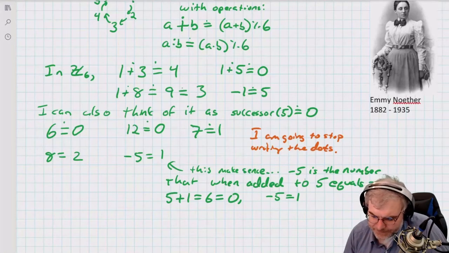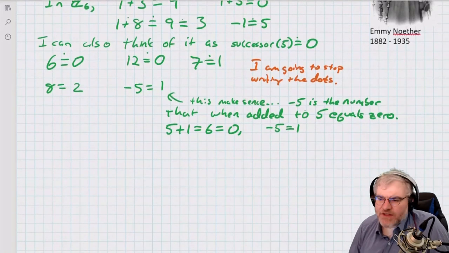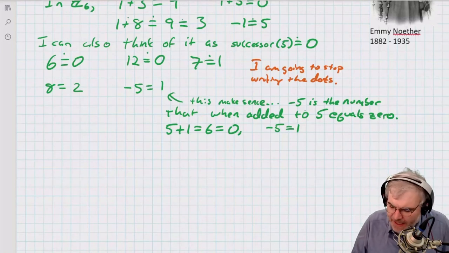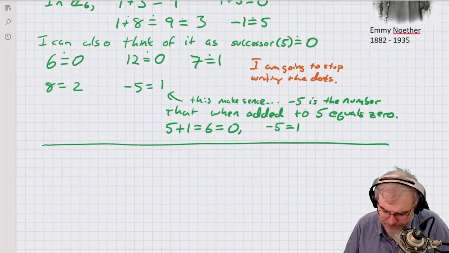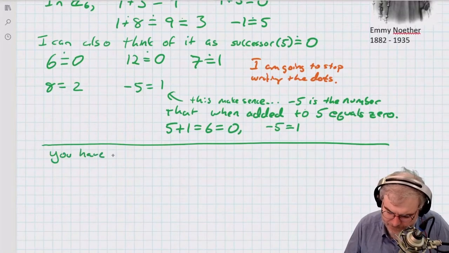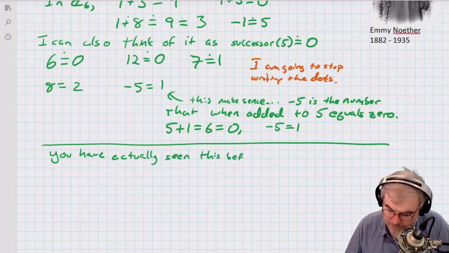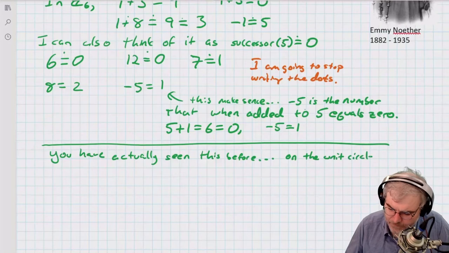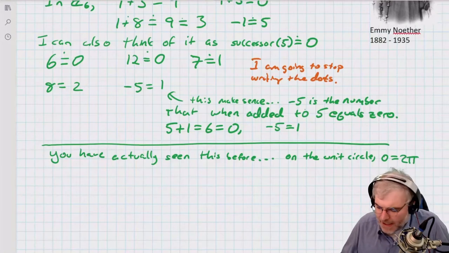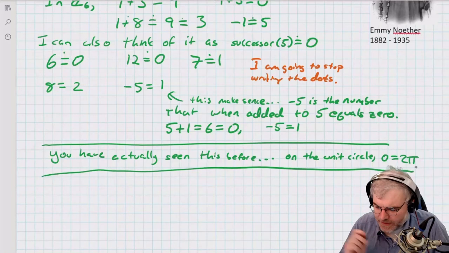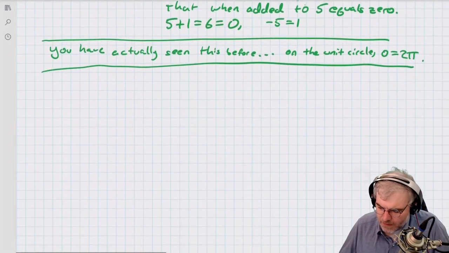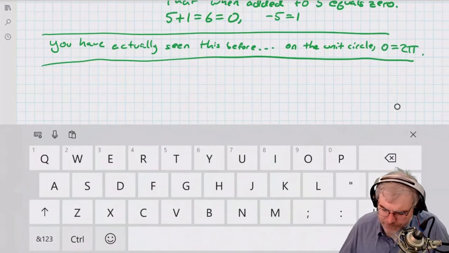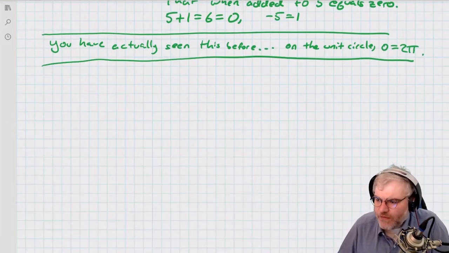Okay. And you've actually seen this before. You've seen behavior like this before. Where have you seen this before? That's right, the unit circle. Right? 0 equals 2 pi on the unit circle. Except the unit circle, they usually do it in the other direction. And we call this type of structure, I'm going to mention this briefly, we call this type of structure a ring.